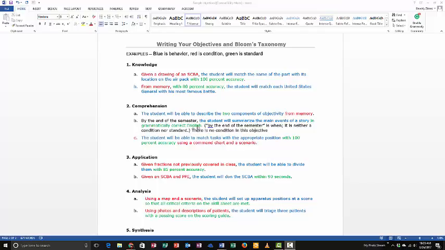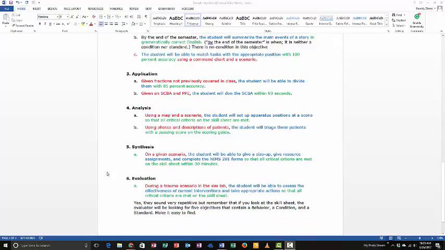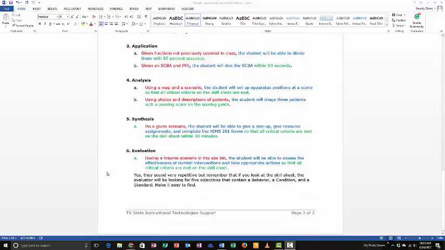If you find yourself using things over and over and over, like you're going to probably say with so much accuracy a lot, you're going to probably say given a whatever a lot, don't worry about it. You're going to have to do it to get all of your points. Okay? Let me see if there's any other particular things.